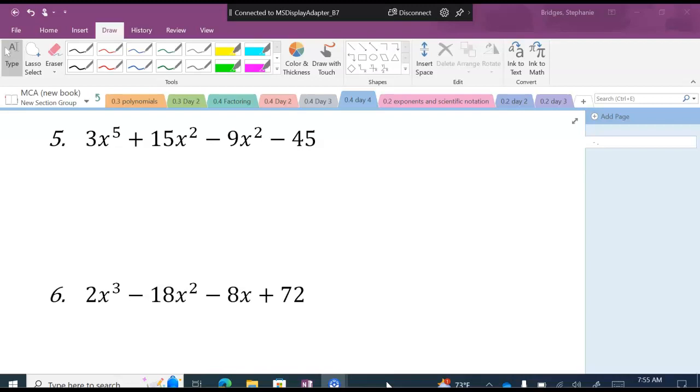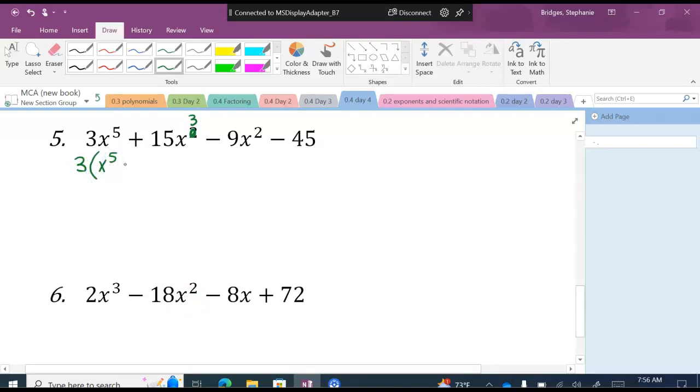Oh, that's supposed to be an x to the 3rd. First of all, change that. Sorry, that's my typo. Change that to an x to the 3rd. What do all of my numbers, because I don't have variables in every term, what do all of my numbers share? A 3. Okay, so what we're going to do is we're going to pull that out first.